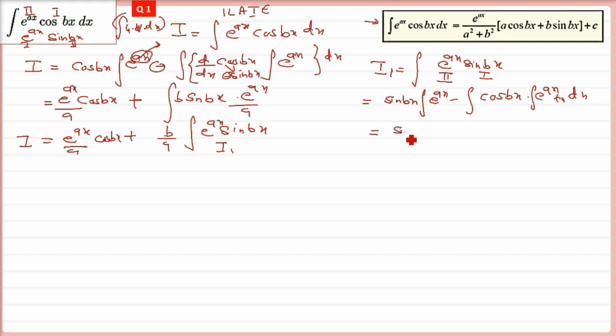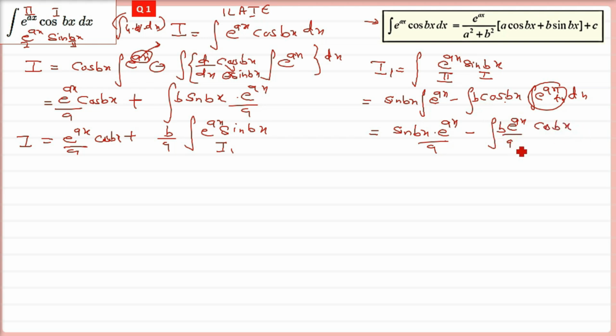So we have sin bx, this will be e raise ax by a minus this differentiation of cos bx. Differentiation of sin bx has already been done, so we have a b cos bx. So there will be b cos bx. I have left it, just assume that it is there. E raise ax will be e raise ax by a. So let me write b also and cos bx also.